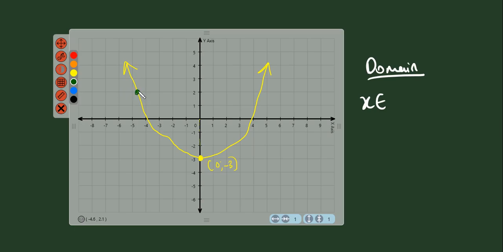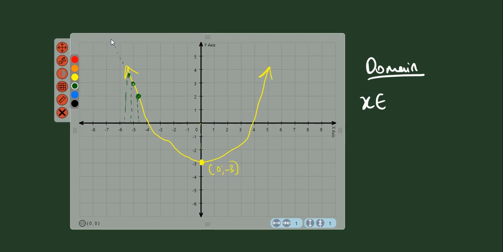Is this our first x value? Look at this point. No, there is another point here. Is this our first x value? No, there is another point here. Is this our first x value here? No, the arrow says this thing goes until what? Until negative infinity. So it means this point will also have an x value.